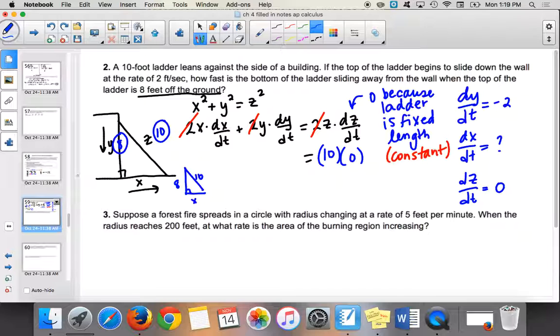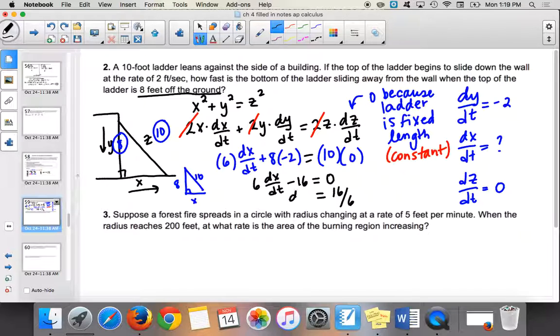All right, so x is 6. And then dx over dt is what we're trying to find. And then y was 8, and dy over dt was negative 2. So now we can solve. So we have 6 dx over dt minus 16 equals 0. So we get 16 over 6 for dx over dt, which reduces to 8/3.